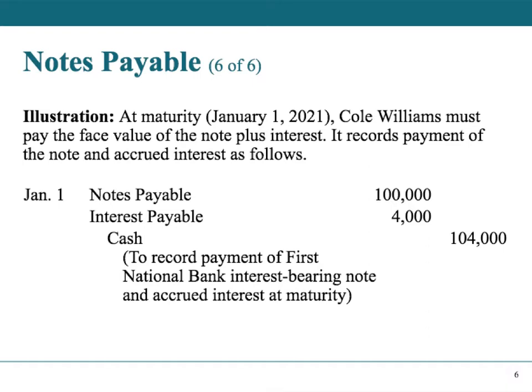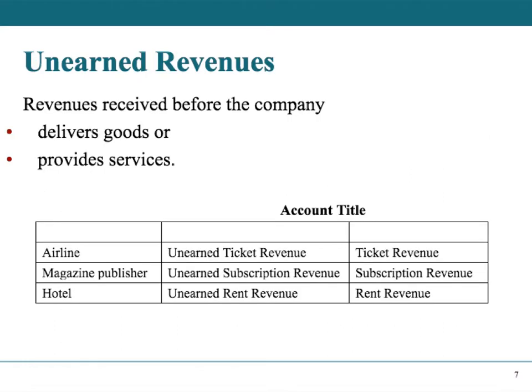At maturity on January 1st, we will have to pay the interest. That's why we debit notes payable to get rid of the liability, and we debit interest payable to get rid of the current liability that we accrued. And then the cash paid will be $104,000 in this case.